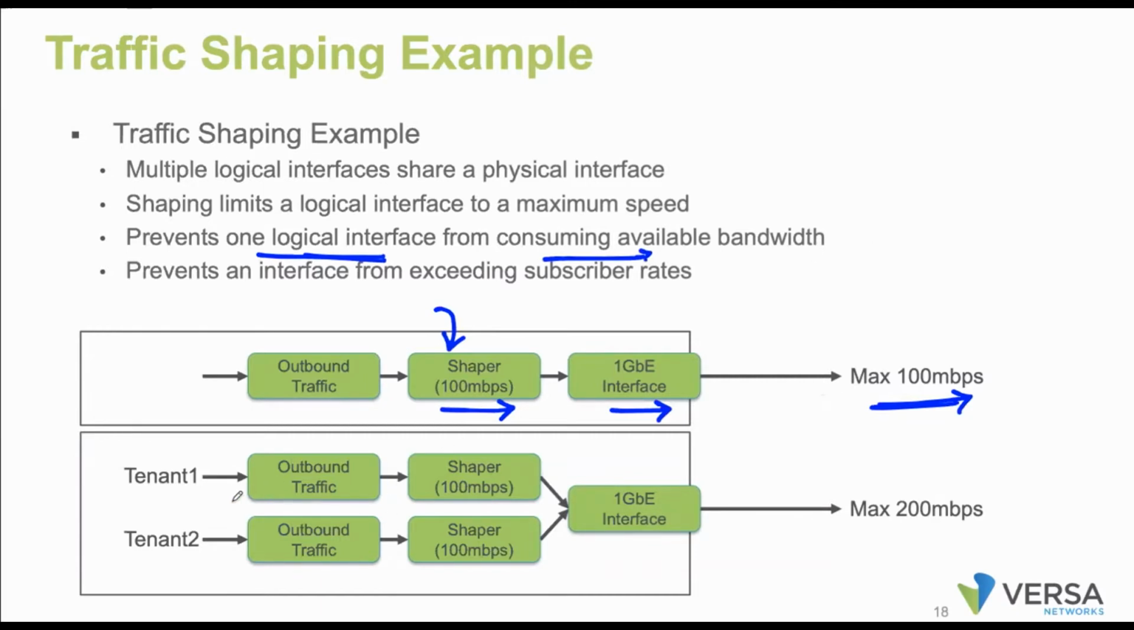Here we have multiple tenants, and we have created the shaper on each and every interface. The shaper interface connected to tenant one is 100 Mbps, so the maximum bandwidth for tenant one is always 100 Mbps. For tenant two, we have also mentioned the shaper as 100 Mbps, so the maximum for tenant two is also 100 Mbps. But in total, on the physical interface, the maximum bandwidth is 200 Mbps.